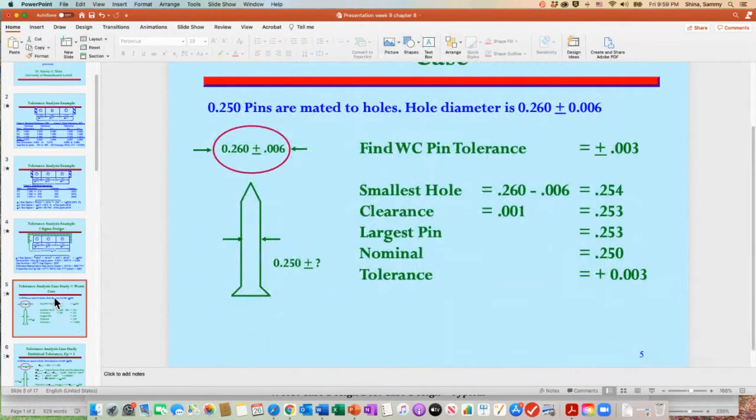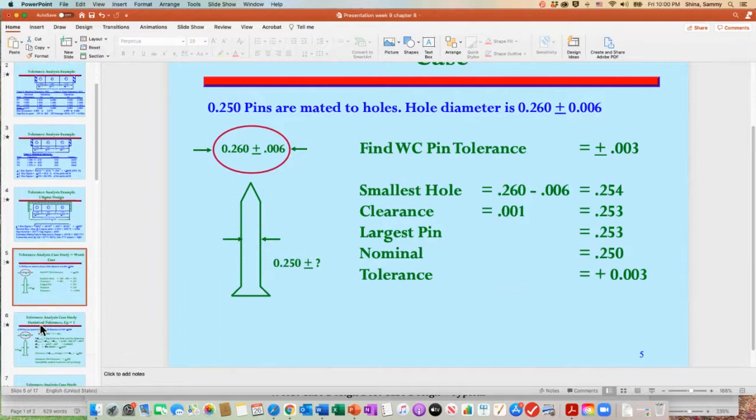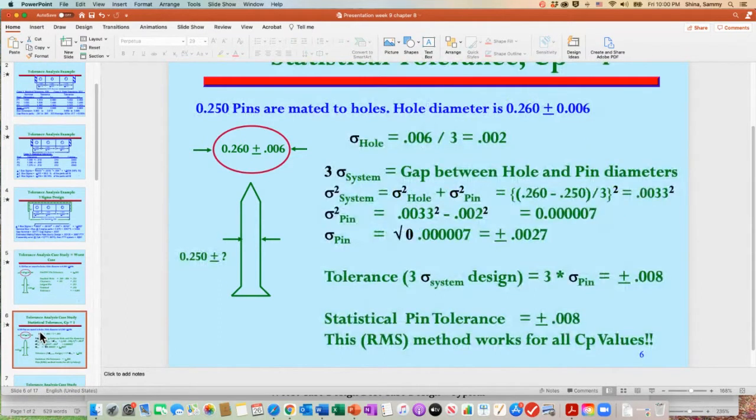Then I gave you the other example of pins. They have to go into holes or mate with holes. And that worst case analysis is 003. And we can go to tolerance analysis with 008. That's 3 sigma design. And we can tolerate 1,350 parts per million analysis.